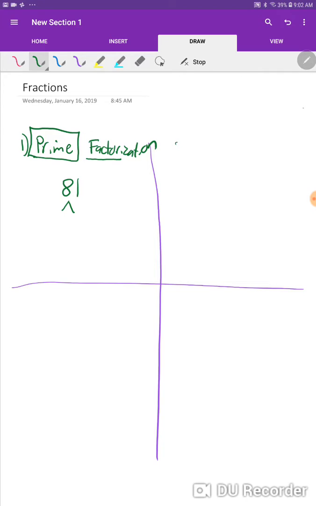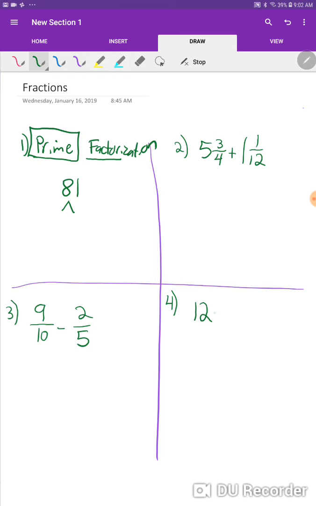Okay? Second problem I would like you to do is 5 3/4 plus 1 1/12. The third problem I would like you to do is, let's think about this, how about 9/10 minus 2/5, or take away 2/5. And number 4, I would like you just to do one of your 12s. You've been working on multiplying by 12, so let's do 12 times 8.